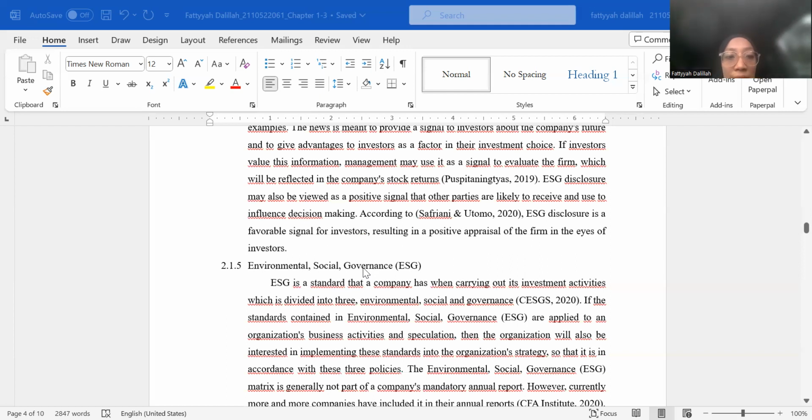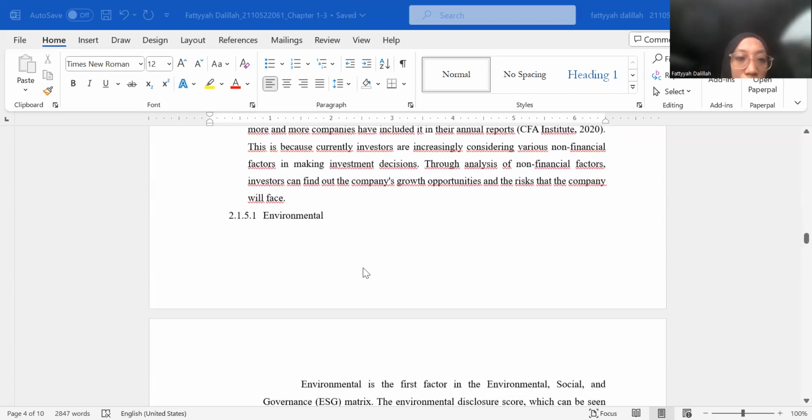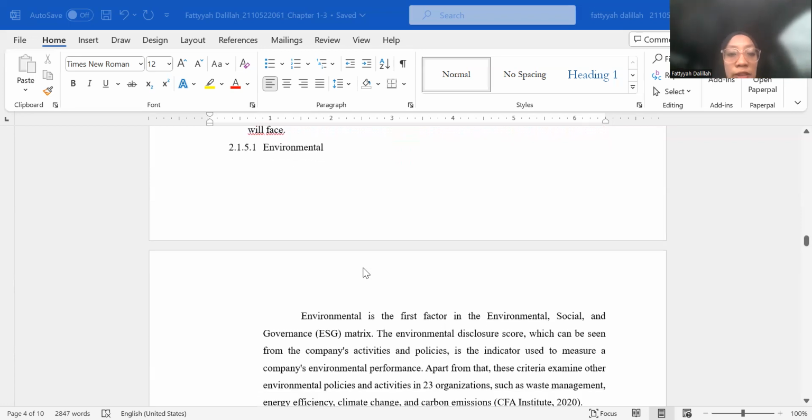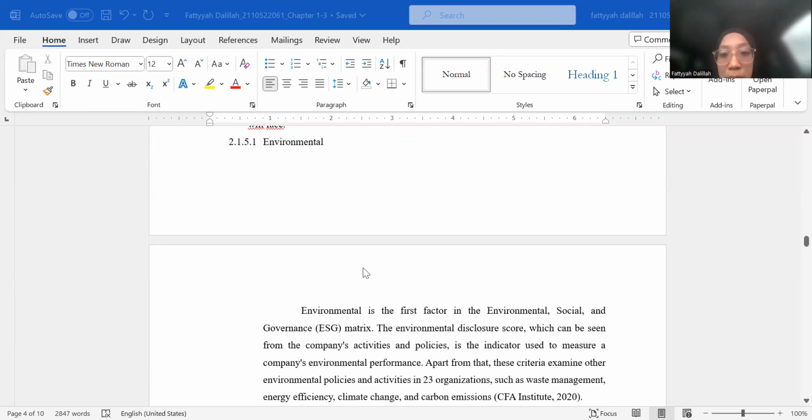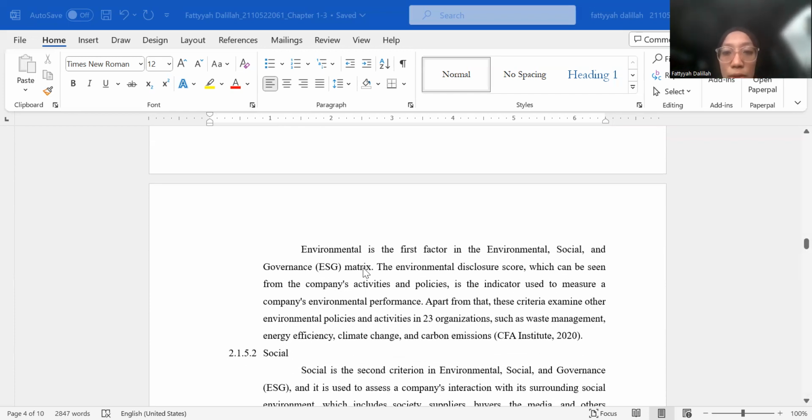The next one is environmental, social, and governance, which are my variables. ESG is a standard that a company has when it carries out its investment activities, which is divided into three: environmental, social, governance. Okay, let's take a look. The first one is environmental. Environmental is the first factor in the ESG matrix, which is the environmental disclosure score, which can be seen from the company's activities and policies. It is the indicator used to measure the company's environmental performance.